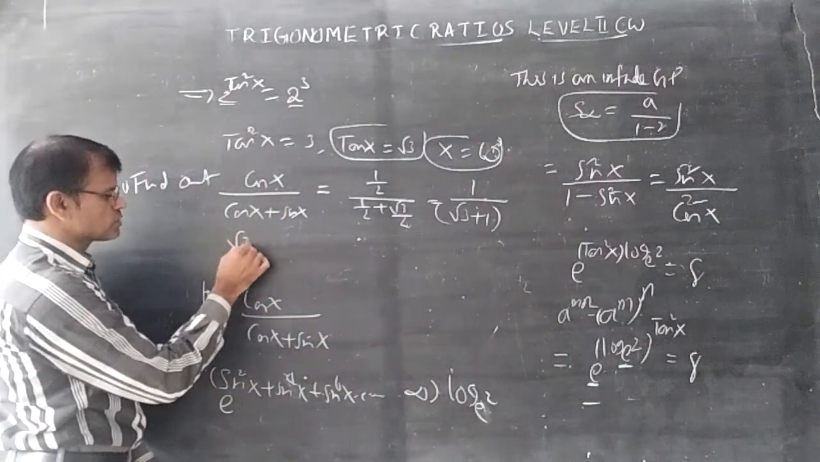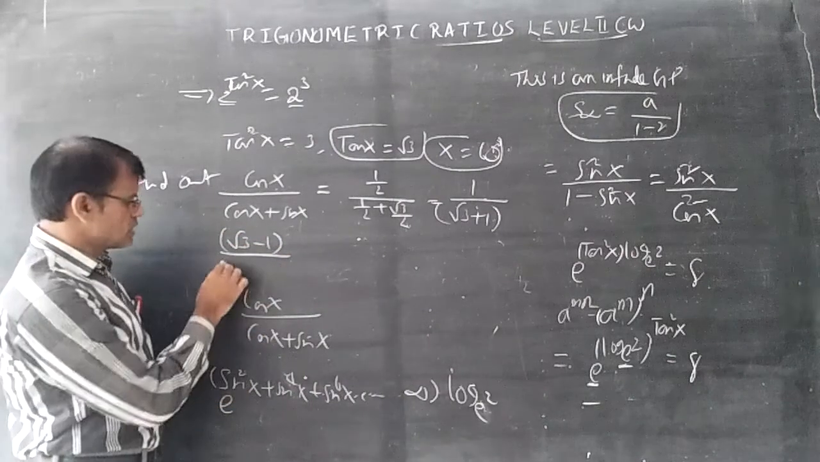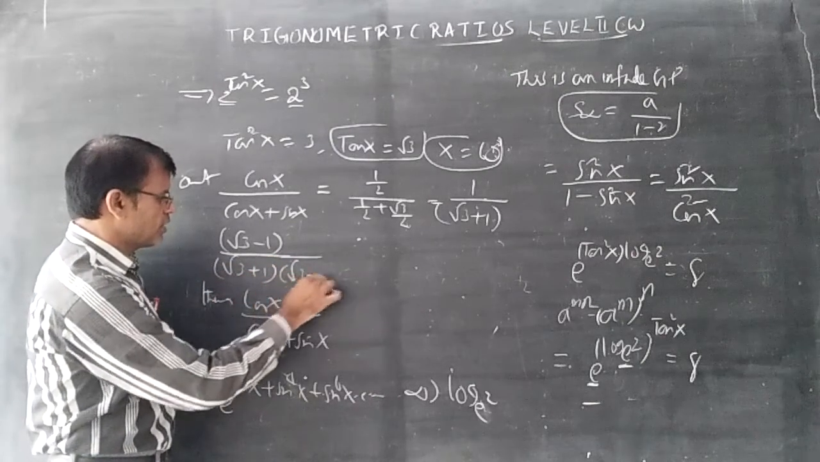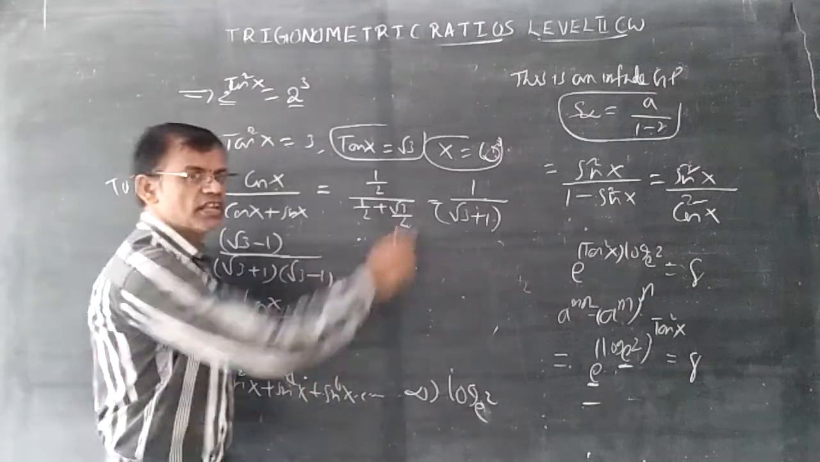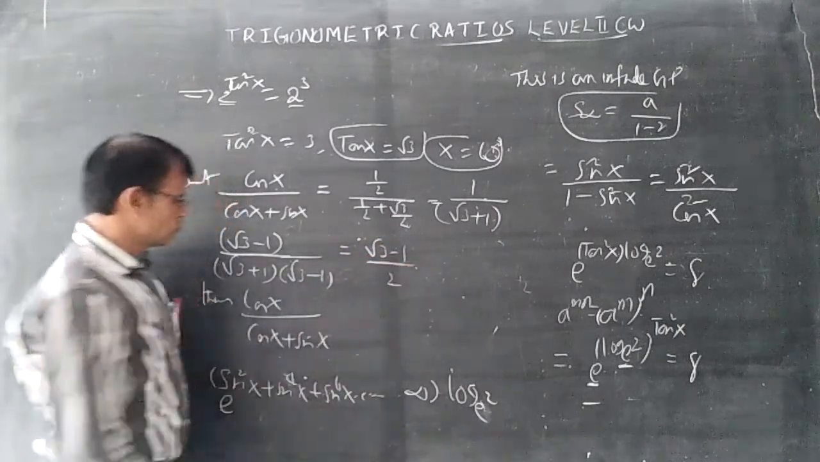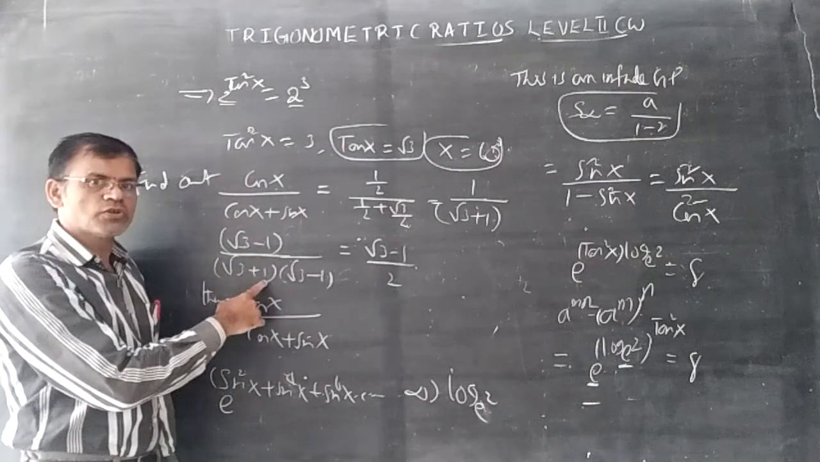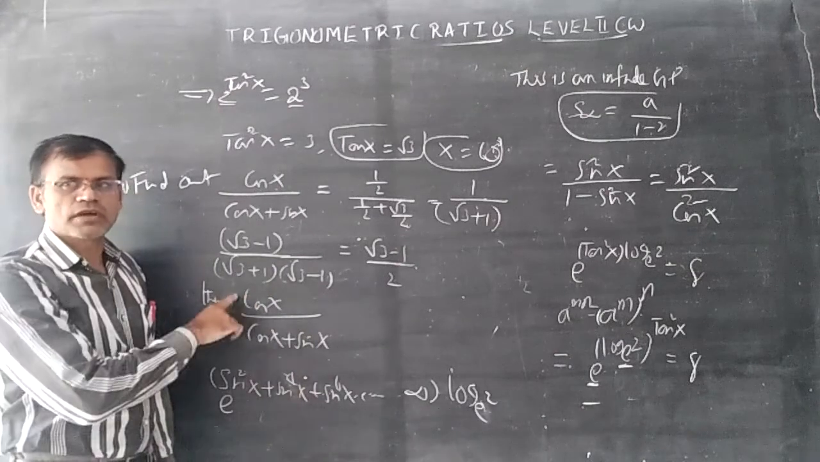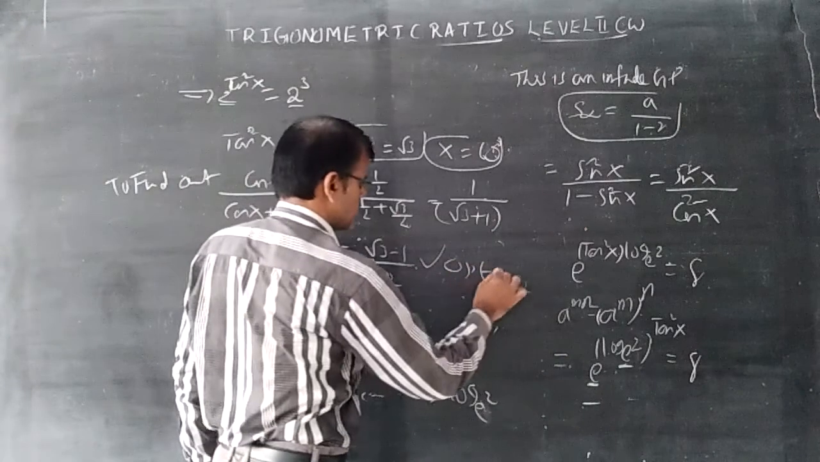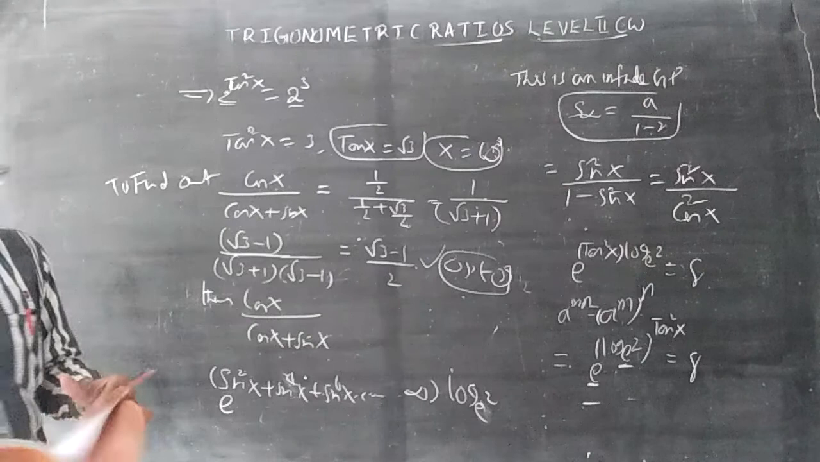Whenever you get 1 by root 3 plus 1, with roots in the denominator, you should not leave it like that. That is why I am rationalizing. Rationalizing meaning multiplying and dividing with the opposite sign of the denominator. So that is equal to root 3 minus 1 by 2, because this is of the form a plus b, a minus b, a square minus b square. Root 3 whole square becomes 3, 3 minus 1 becomes 2. Root 3 minus 1 by 2, here it is option 3. No, this is option 2.